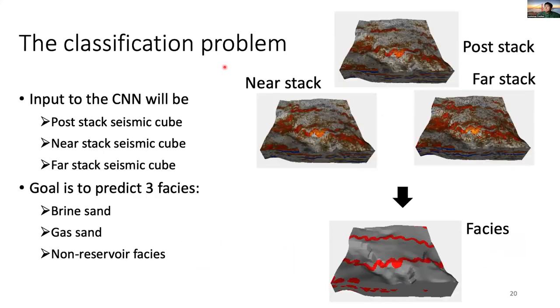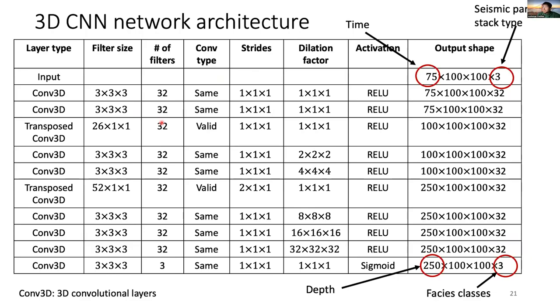So as mentioned earlier, we have this classification problem. The input to the CNN will be our partial stack seismic data: post-stack, near-stack, and far-stack. The goal is to predict our facies. In terms of facies, we are trying to predict the brine sand, gas sand, and non-reservoir facies. This is the 3D CNN architecture that we used. This is a busy slide. I won't go into the details, but this is very standard in the 3D semantic segmentation literature.